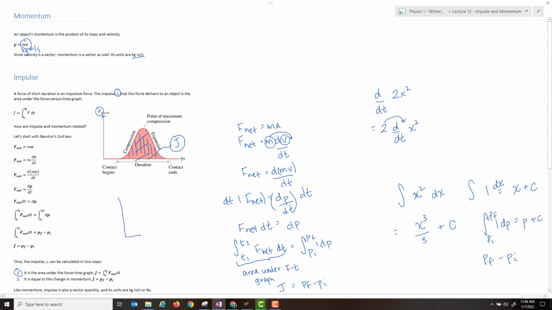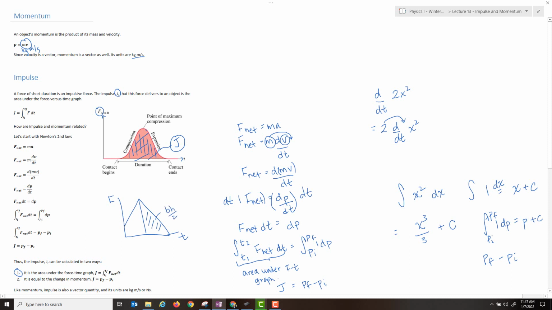So it looks something like this. I wouldn't give you a curve because you can't really find the area under a curve very easily without using calculus. But let's say you had something like this, and this was your force versus time graph. Well then, if you wanted to find the area of that, you could always divide this. We could say, okay, here's a triangle over here. So you can find the area of a triangle, base times height divided by 2.